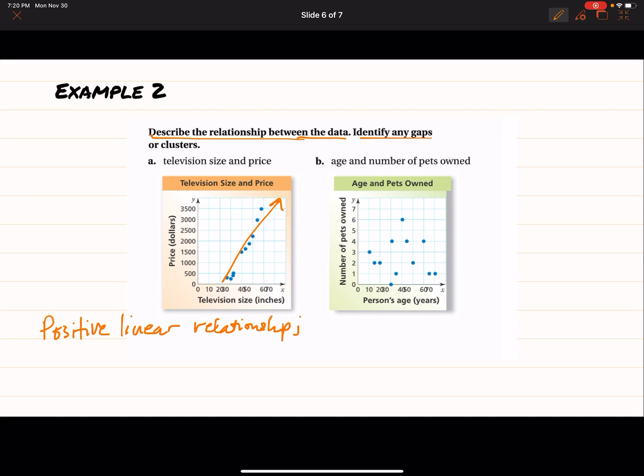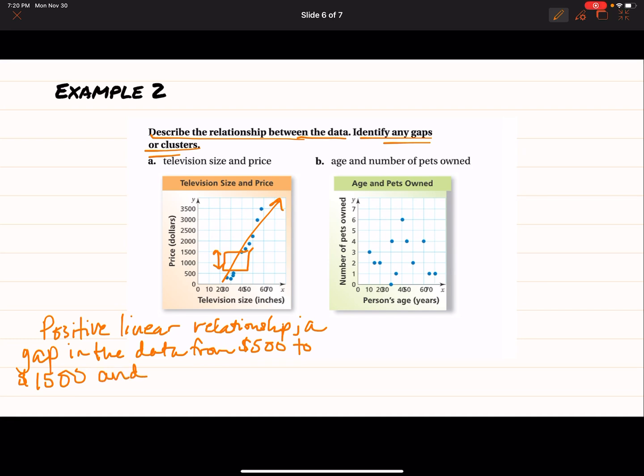And then it says identify any gaps or clusters. So let's look here. Do we have any gaps in our data? It looks like right in there we've got a space. So maybe a gap in the data from 500 to 1500.